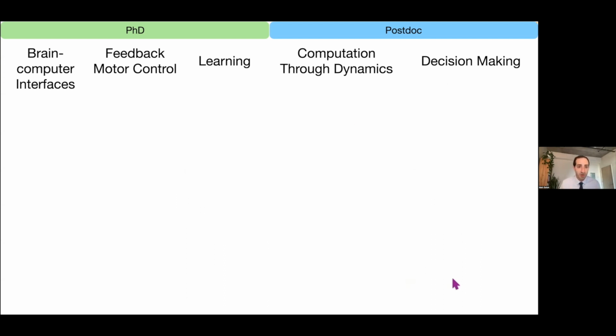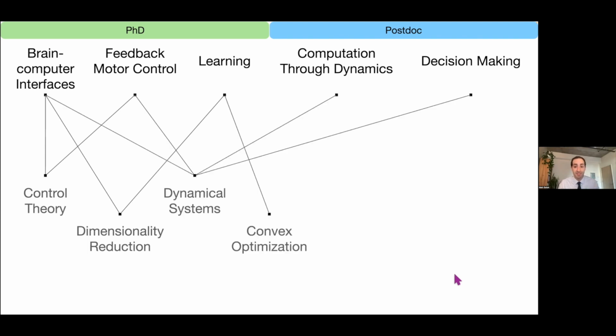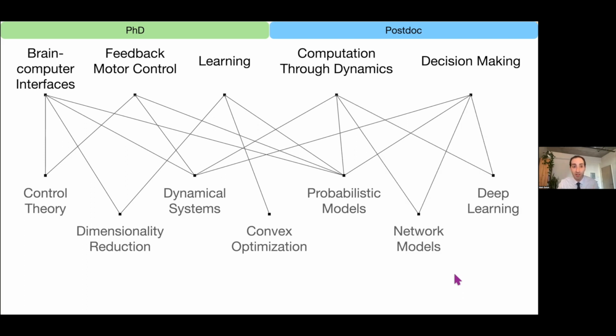So I'm quite excited to share with this particular audience because neuroscience benefits tremendously from connections to computer science and engineering. So for example, this work has involved developing and applying techniques in control theory, dimensionality reduction, dynamical systems, convex optimization, probabilistic models, network models, and deep learning. And for those of you who might be new to neuroscience, I'd encourage you to think throughout the talk about other potential bridges with the techniques that you work on. And I'd love to hear from you if you're interested in getting involved.